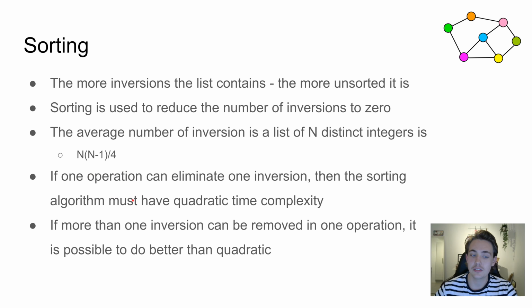So if one operation can eliminate only one inversion, then the sorting algorithm must have quadratic time complexity. We're going to see some sorting algorithms with this quadratic time complexity, where we have to run through the whole array and sort it, and do that for some iterations until our array is sorted. If more than one inversion can be removed in one operation, then it is possible to do better than quadratic, and we're going to see some sorting algorithms that do better than this time complexity.